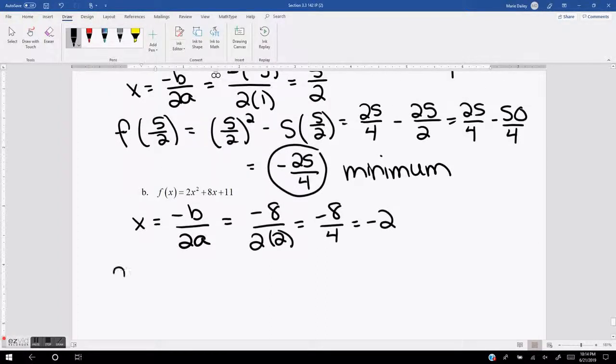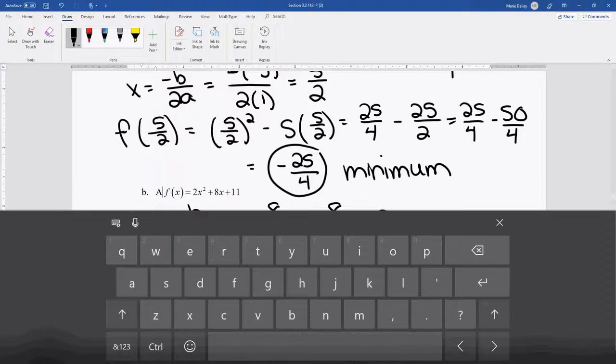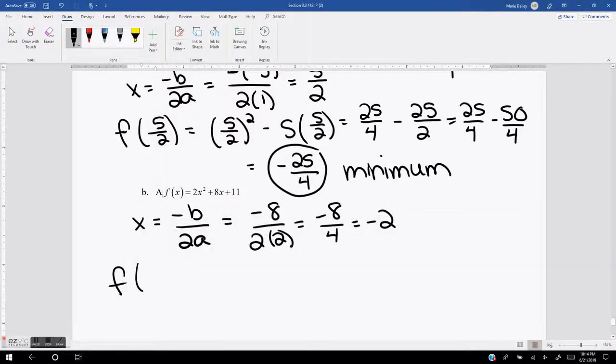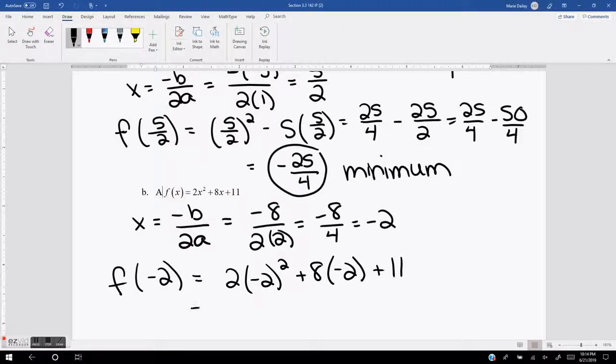But remember, we need the maximum or the minimum. We're not referring to the x value, but rather the y value. So we're going to plug this into that equation to figure out what that value is going to be. So negative 2 squared is a positive 4, 4 times 2 is 8, minus 16 plus 11, 19 minus 6 is 3. So there's either my maximum or minimum.